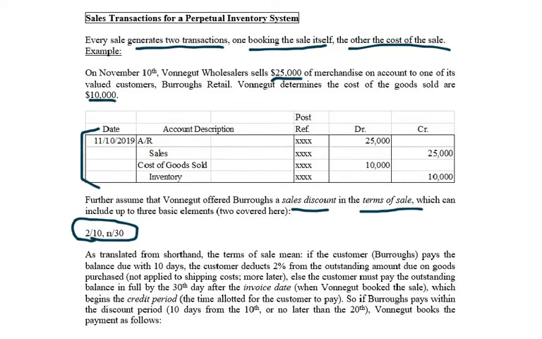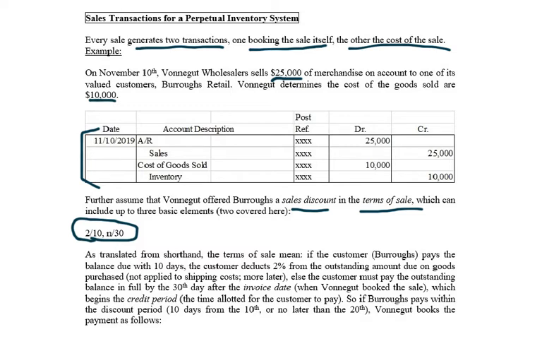We'll tell them 2/10, N/30. So what does that shorthand mean when you unravel it? In other words, how do you interpret that? The 2% is the amount of the discount. So they get a 2% discount if they pay within 10 days; otherwise, we expect them to pay the net in 30 days. So just some of the ideas here.